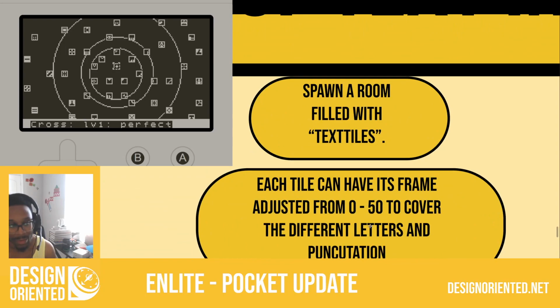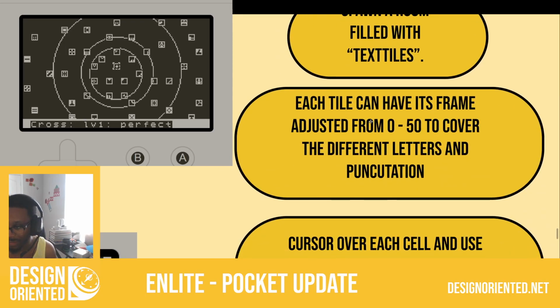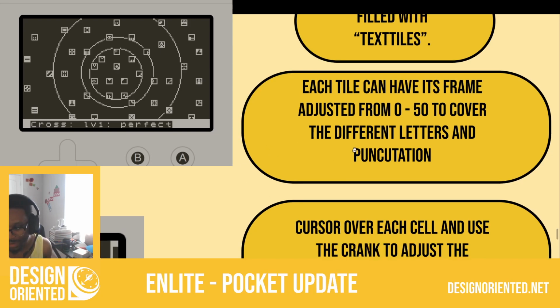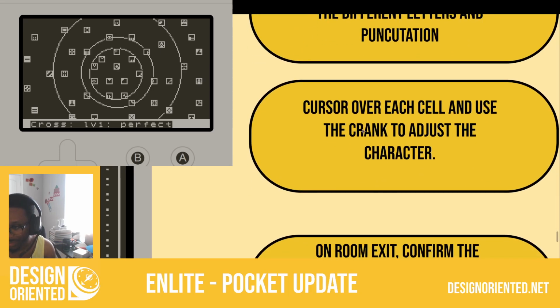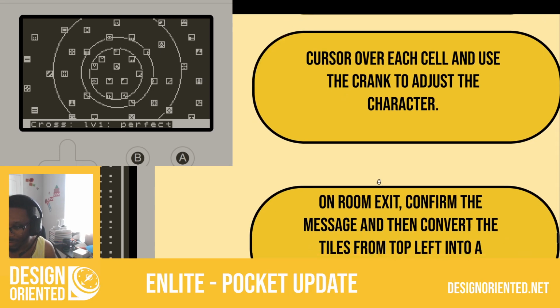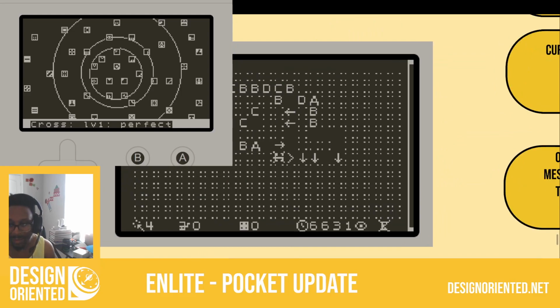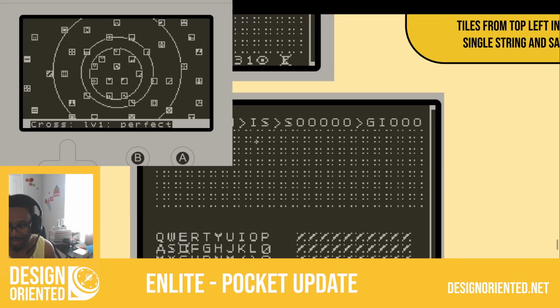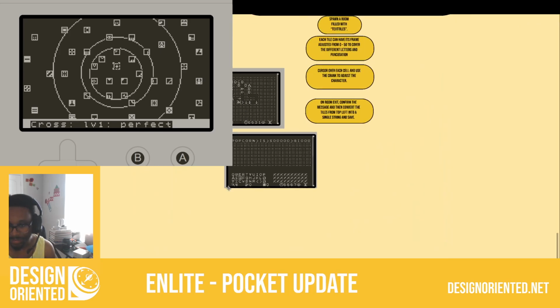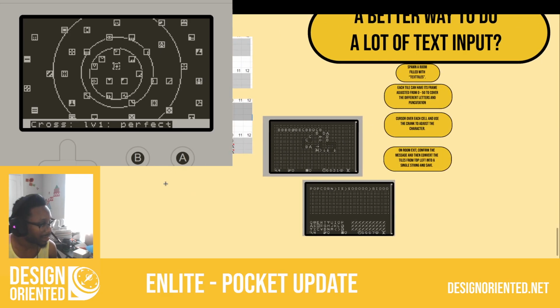I would spawn a room filled with text tiles, and then each tile can have a frame. They don't let you set variables very easily per instance, but you can set each tile to a frame of animation. So I use the frames themselves to be the variables. And you can cursor over the cells and then type. So this is my early prototype, typing into a field of text. And this is another prototype. The thing in the game right now is actually very similar.